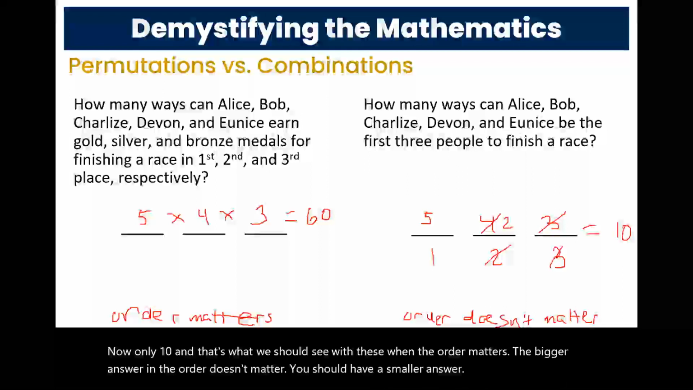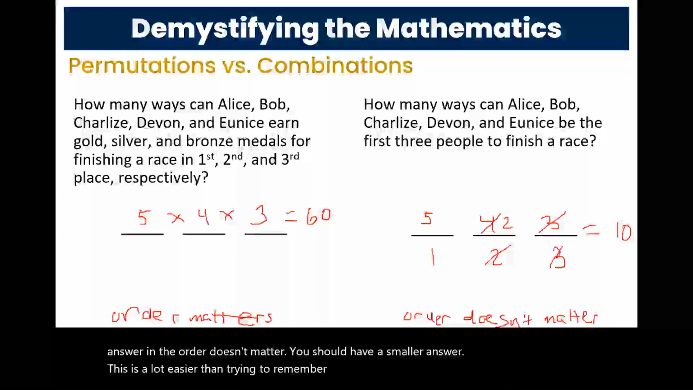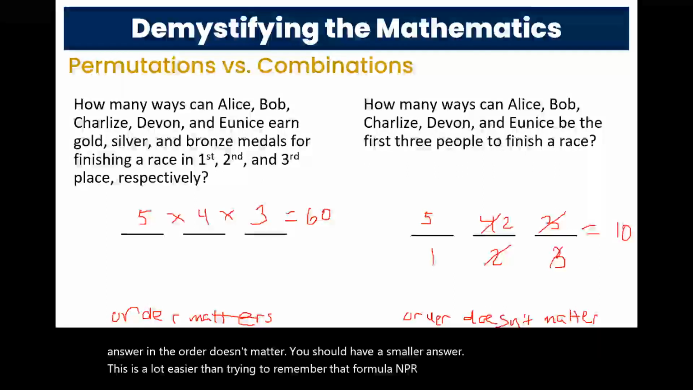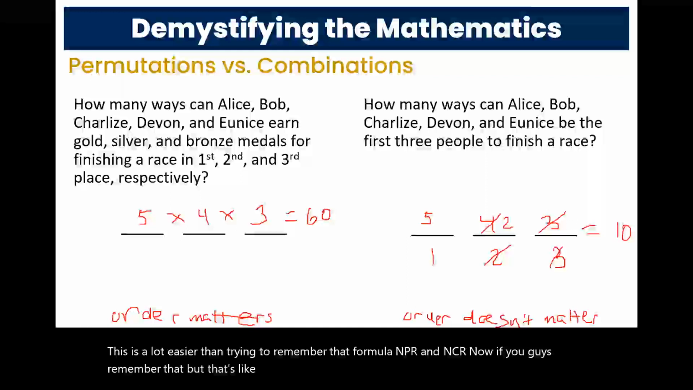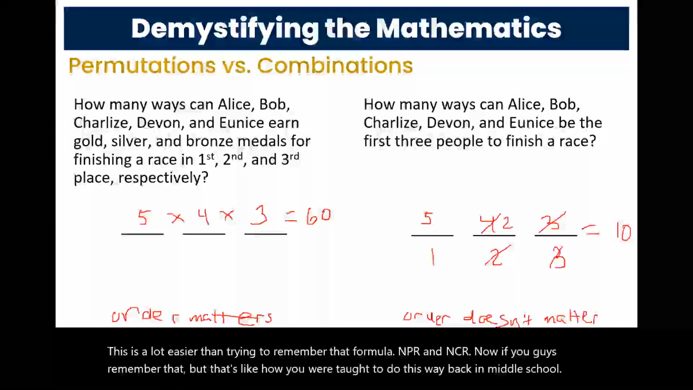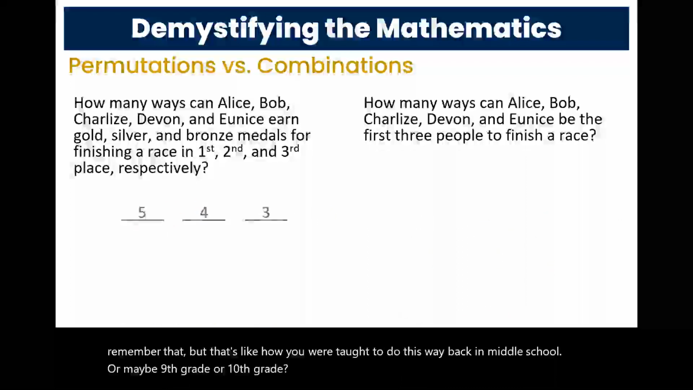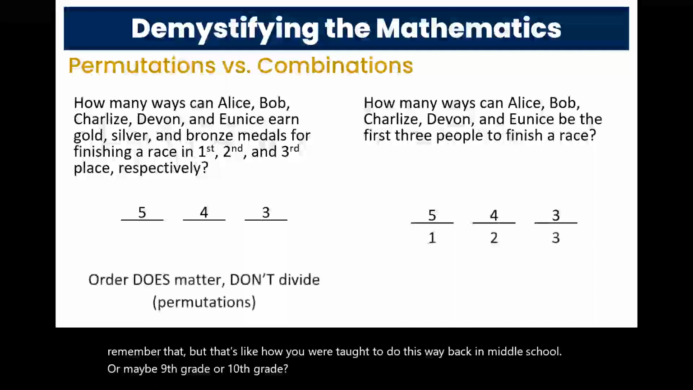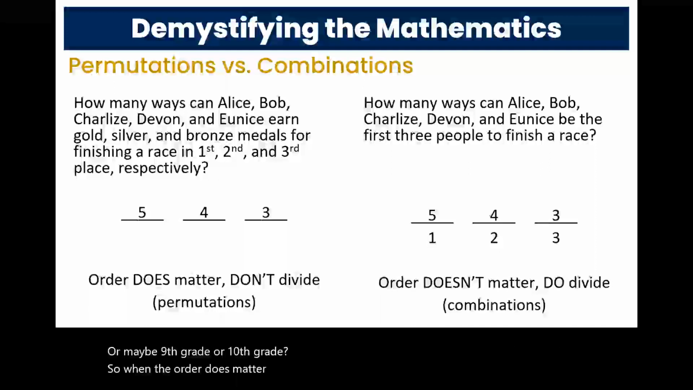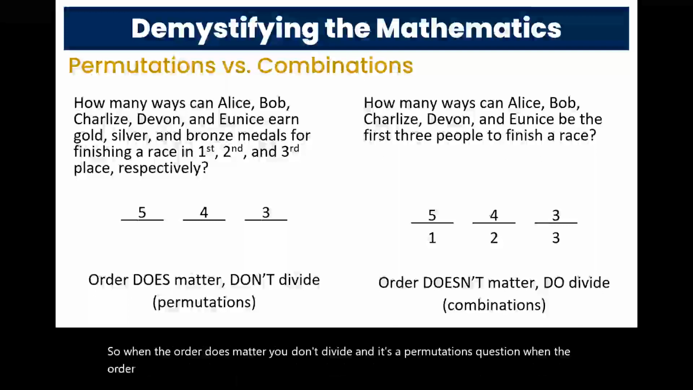This is a lot easier than trying to remember that formula NPR and NCR. I don't know if you guys remember that, but that's how you were taught to do this way back in middle school, or maybe 9th grade or 10th grade. So when the order does matter, you don't divide, and it's a permutations question. When the order doesn't matter, you do divide, it's a combinations question.